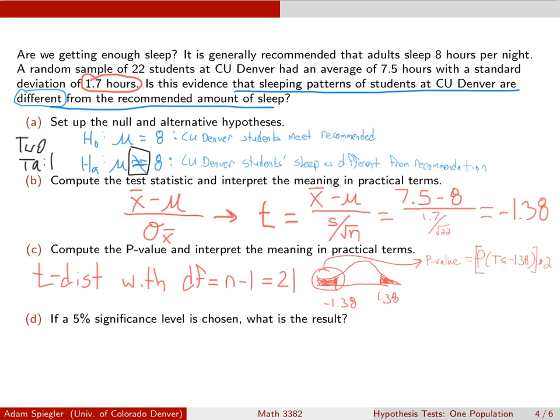And so for this, we could use R, for example, and calculate 2 times pt, which is going to give us the cumulative distribution for a t-distribution. So we want to know how much area is to the left of minus 1.38 for a t-distribution. The parameter we use to describe the t-distribution is the degrees of freedom, and we've got 21 degrees of freedom. Calculating this in R gives us a value of 0.182. So that's our p-value.